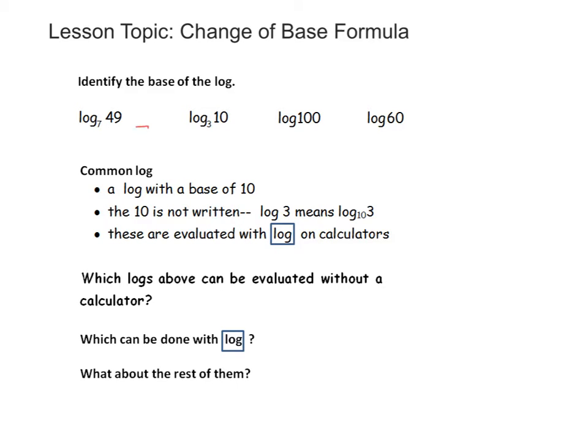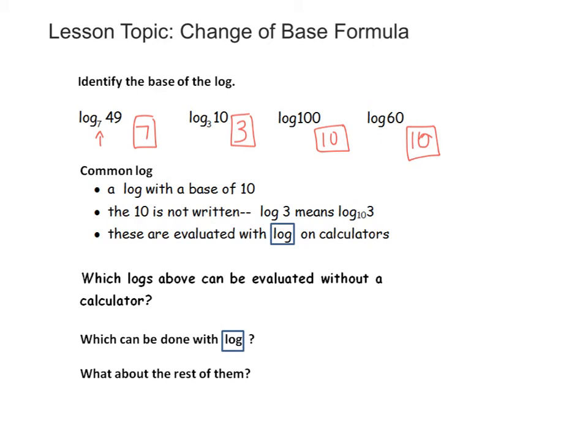In this case, the base is 7 because it's right there. The base of the next one is 3. And how about the next two? We don't have that subscript number below the log, which means in both of these cases the log is in base 10. It's important to remember that if the base is not written in, it is a 10. So this is log base 7 of 49, log base 3 of 10, log base 10 of 100, and log base 10 of 60.